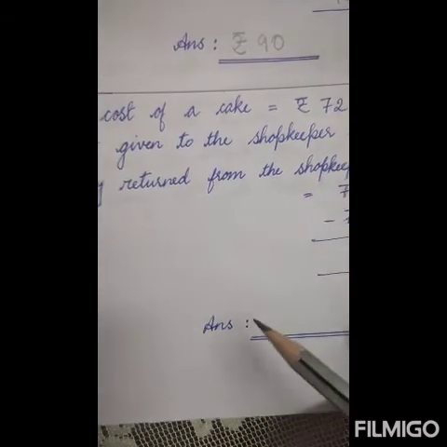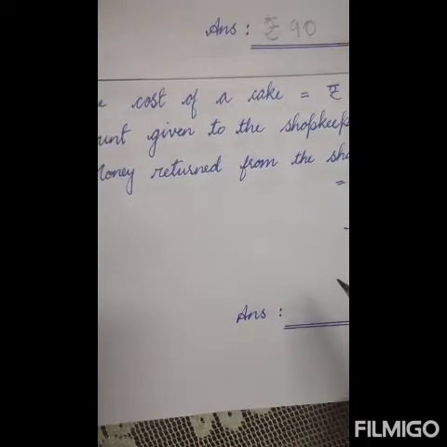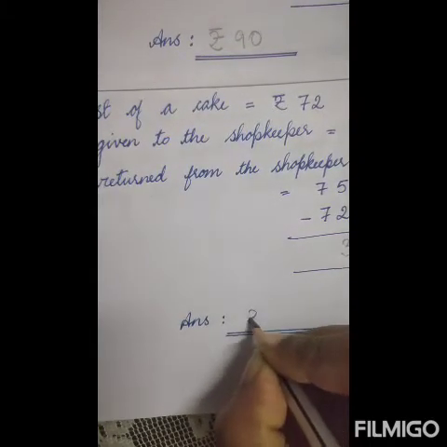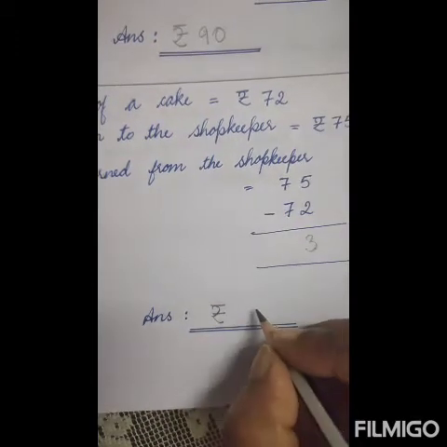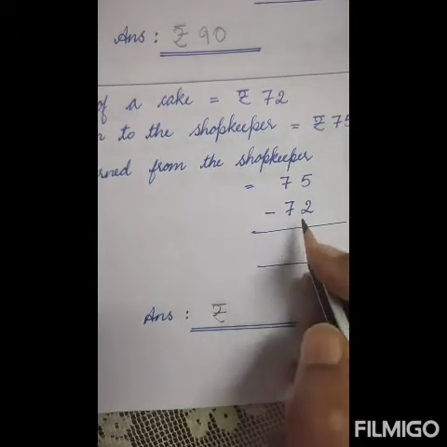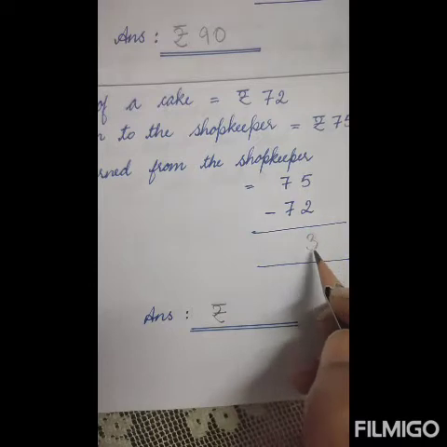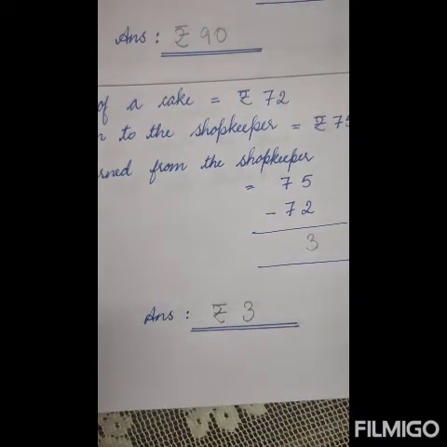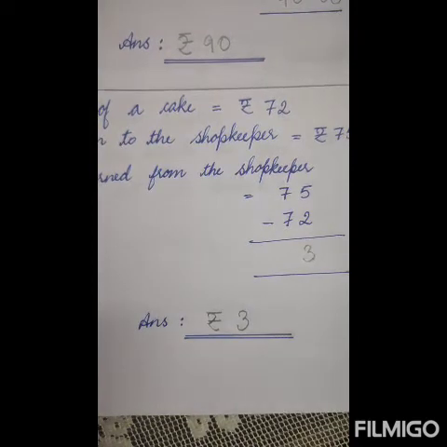So the answer will be rupees 75 minus 72, that is equal to 3. That is rupees 3. Okay, this is the answer.